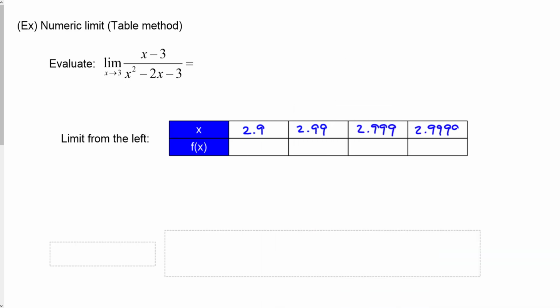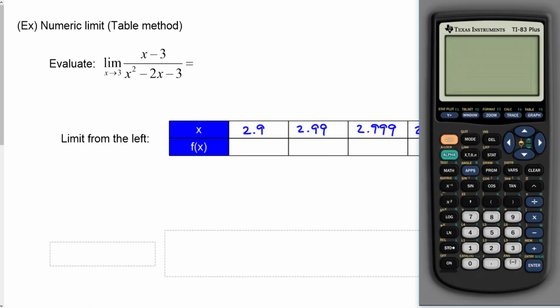And we just need to plug these into our calculator in order to get what the values are approaching. So here's a couple of ways we could do that. Let's clear out of this. All right, so 2.9. I could take 2.9 minus 3, that would be my numerator, and then divide that by 2.9 squared minus 2 times 2.9 minus 3. And I get 0.2564, which, if you'll recall from that program, is exactly what we had. And you can go about it that way.